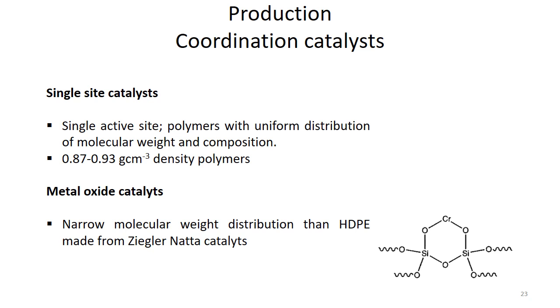In the case of metal oxide catalysts, there are a few companies that use them too, to make high density polyethylenes. The polyethylene made with this catalyst generally has a narrower molecular weight distribution than high density polyethylene made with Ziegler-Natta catalyst. I mean, both methods, metal oxide catalyst and Ziegler-Natta catalyst, make high density polymers, but in this case they have narrow molecular weight distribution, while the Ziegler-Natta catalyst, as we already talked about, has many active sites available, so its molecular weight distribution is basically broad.